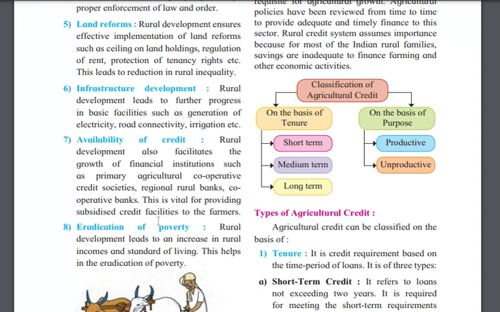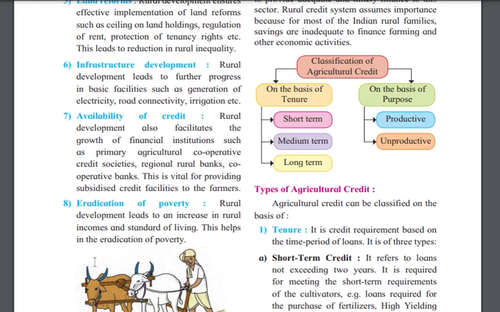Availability of credit. Availability of credit is nothing but loans from banks, right? So that should be available. That's why rural development is important. Also the growth of financial institutions such as agriculture cooperative credit societies and regional rural banks. These are vital for providing subsidies and credit facilities to the farmer. Obviously, if you are focusing on rural development, availability of credit is very important. The farmers should get their loans so that they can move ahead.